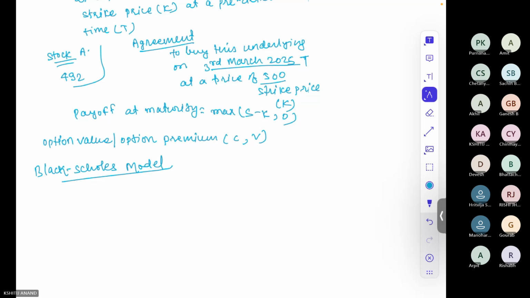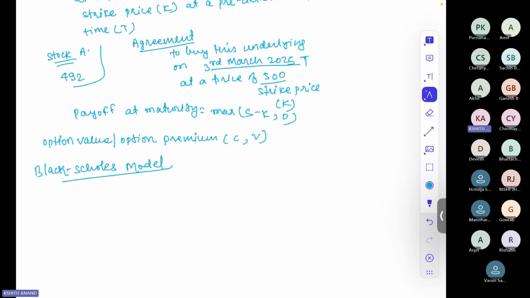Okay. So to price, now you can see that the option is an agreement on the underlying, right? That means that to price the option, you need to understand the dynamics of the underlying, right? How does the underlying behave? So the Black-Scholes model assumes that the underlying behaves according to this equation, which is the geometric Brownian motion, right?